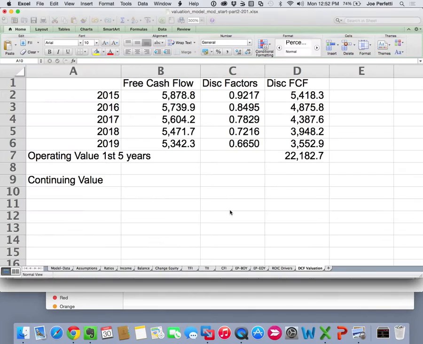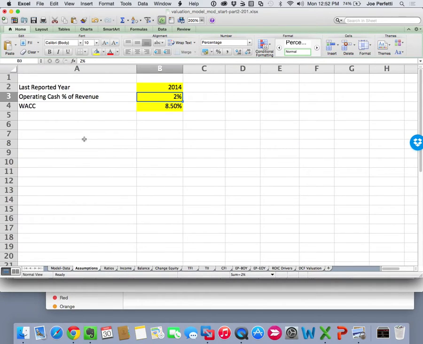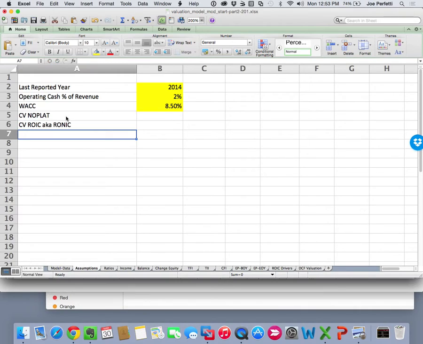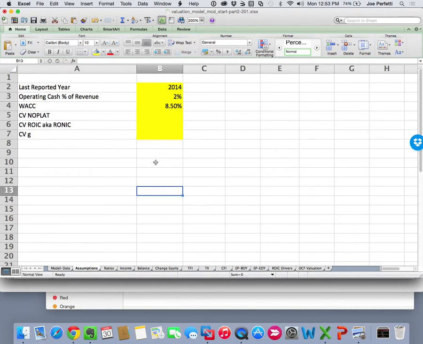So what I'm going to do is put those 4 elements on the assumptions page, because again, I don't want to change assumptions in too many places in the model. So we said we're going to limit it to one of these 2 pages. So I need those 4 numbers. I need my continuing value NOPLAT. I need my continuing value ROIC, also known as RONIC. And then I need my continuing value G. Those are the 3 things that I'm going to need to complete my model.